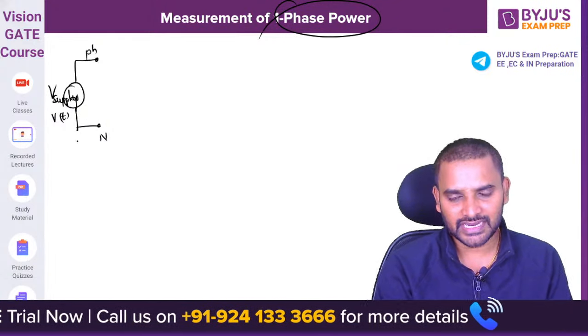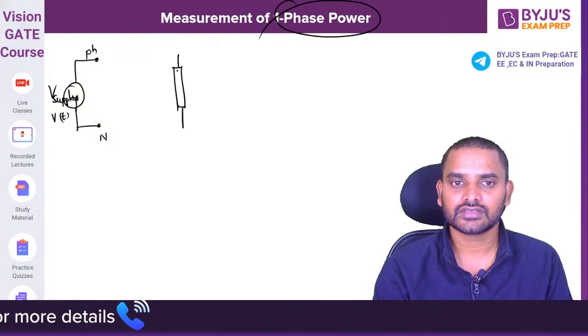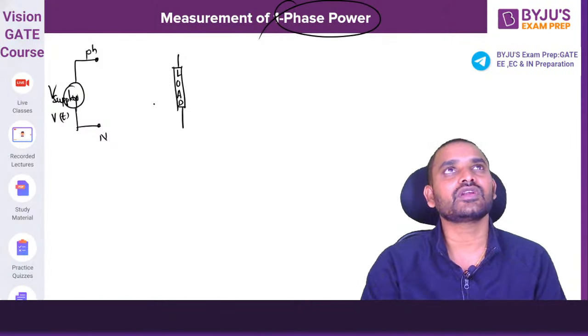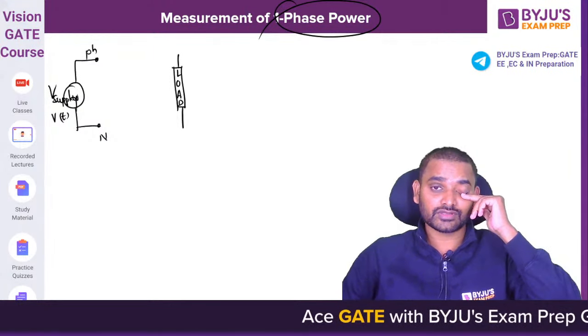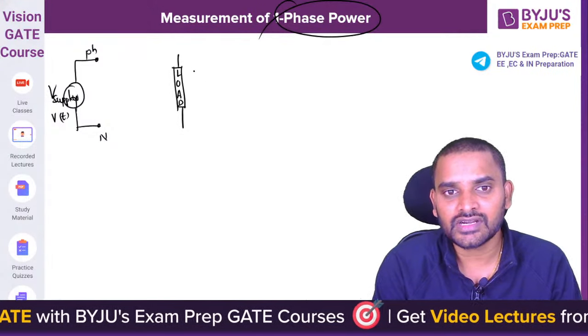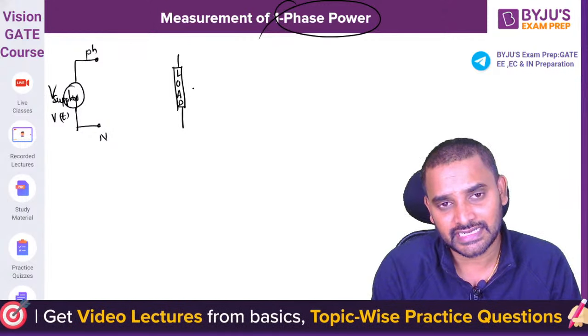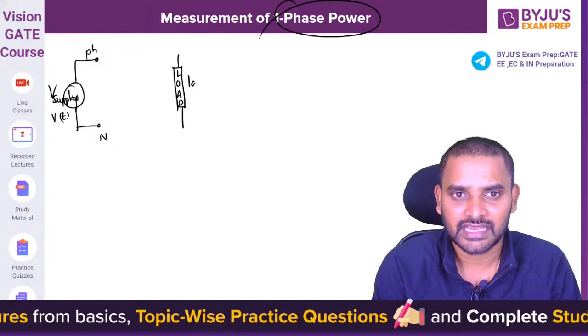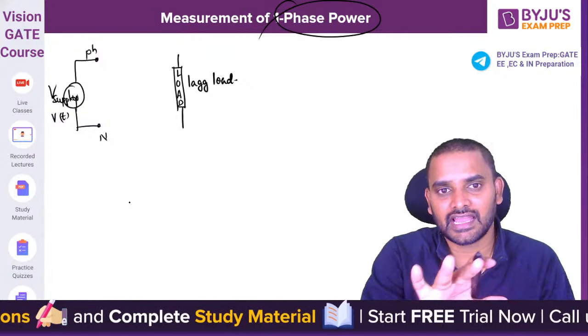Now I am connecting this supply to a load. Maybe the load can be a fan load or refrigerator load or any AC load. You can take any load, whatever you want. Generally, the load nature is going to be resistive and inductive. That is why we call it a lagging load. I am taking a lagging load.